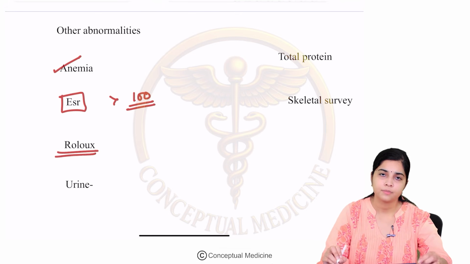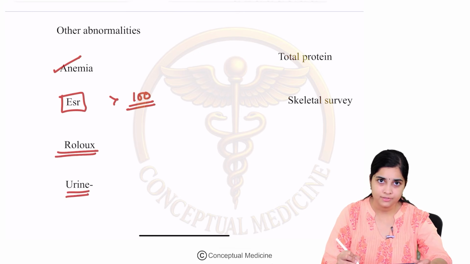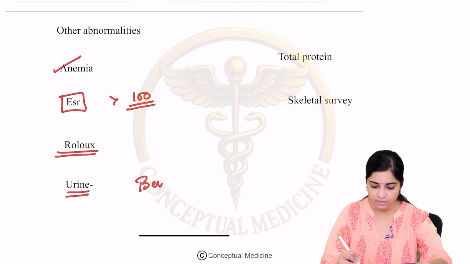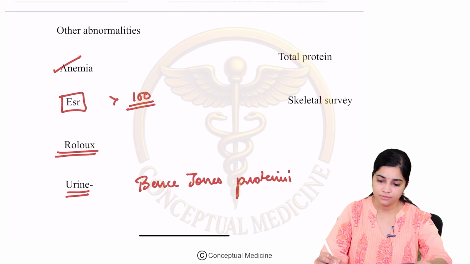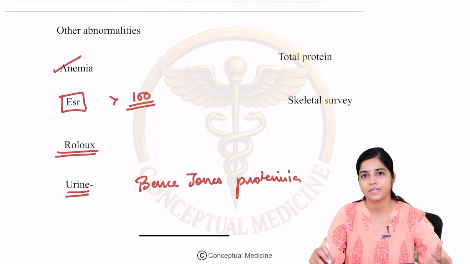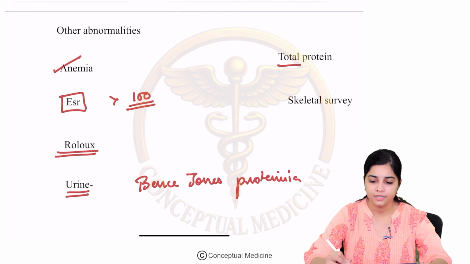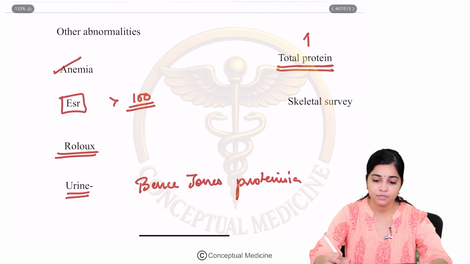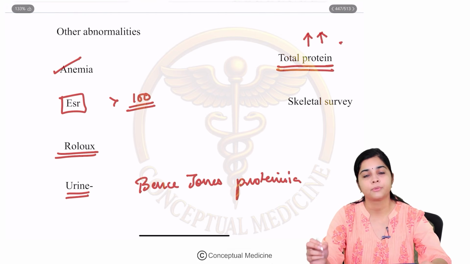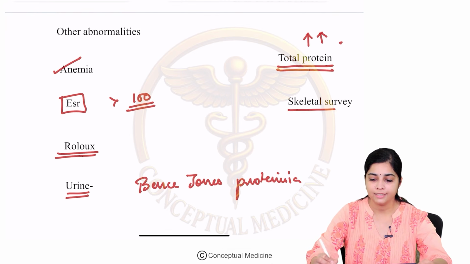Peripheral smear will show the presence of Rouleaux formation, and in the urine you can find evidence of these monoclonal proteins, which is called Bence Jones proteinuria. You may find evidence of Bence Jones proteinuria in the urine, but nowadays this test is not being done. Then because of this M spike, the total protein will be elevated. And definitely you have to do a skeletal survey.